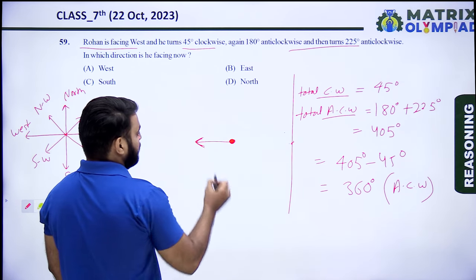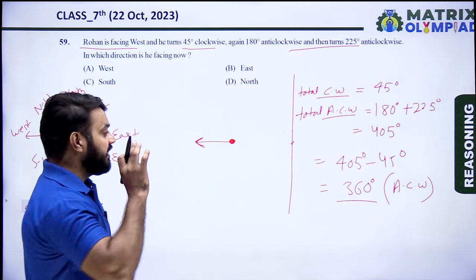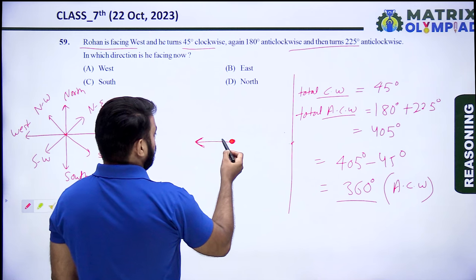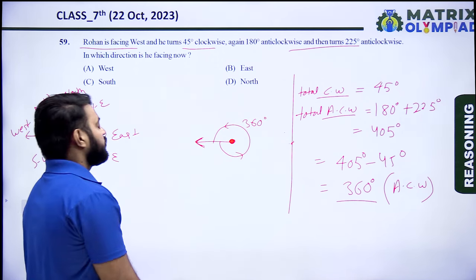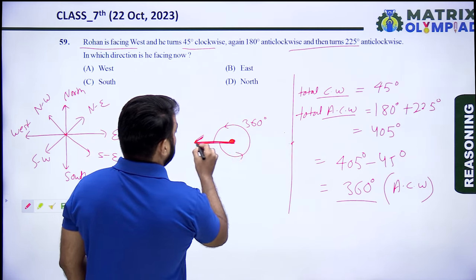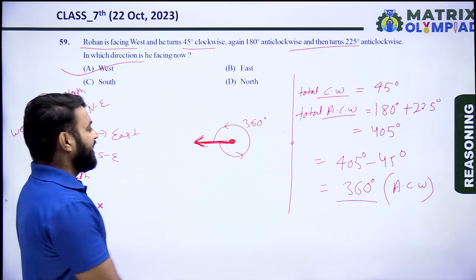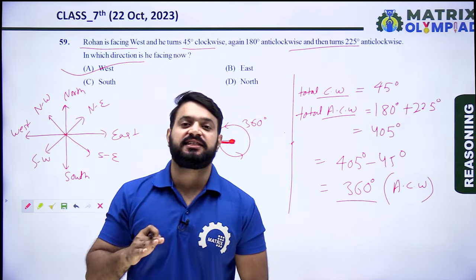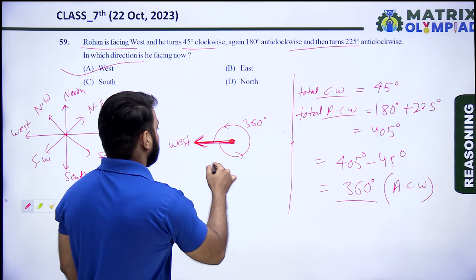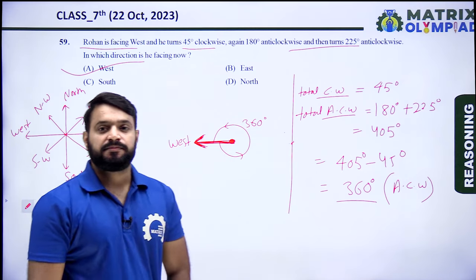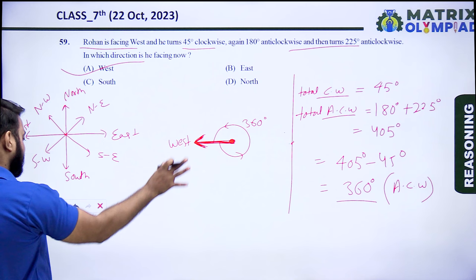Now, starting facing in the west, finally he turns 360 degrees in the anti-clockwise direction. So now the final facing of Rohan is also in the west direction. So, the correct answer is option A, because he rotated 360 degrees anti-clockwise. Starting facing west, he turns 360 degrees anti-clockwise, so it will remain the west direction. So option A is the correct answer of this question.